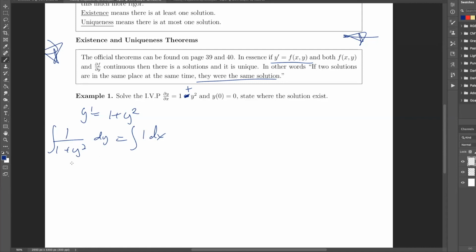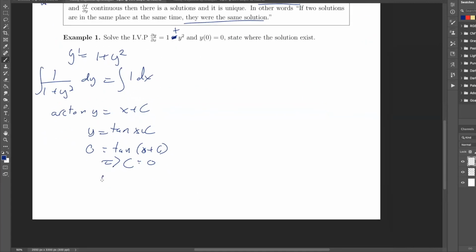So here, if we solve this, we're going to get arctangent of y equals x plus c. That means y equals tangent of x plus c. And here we have y of 0 equals 0. So I have 0 equal to tangent of 0 plus c. That implies that c is equal to 0. And we have a solution: y equals tangent of x.